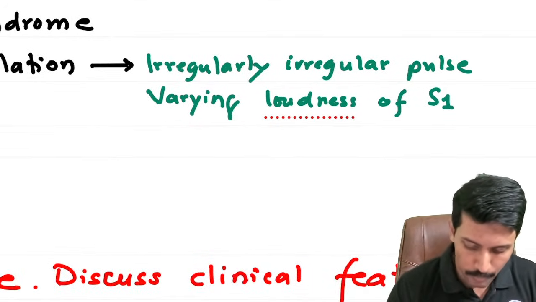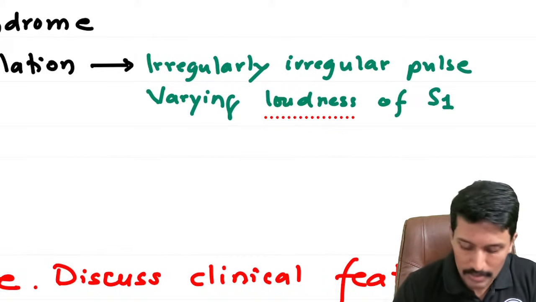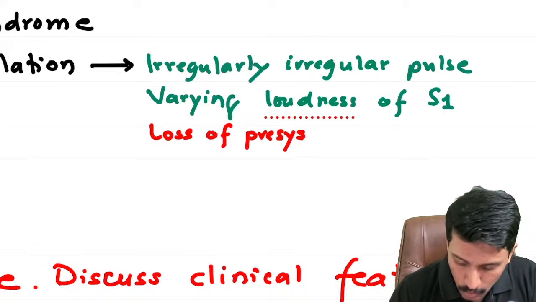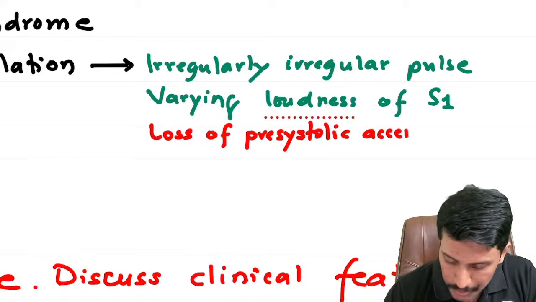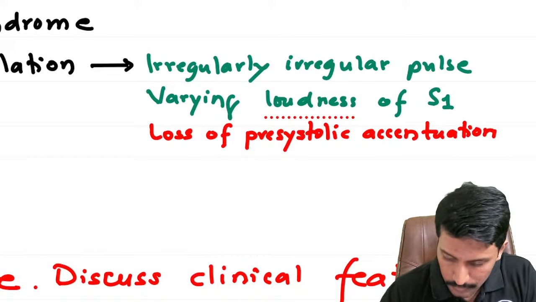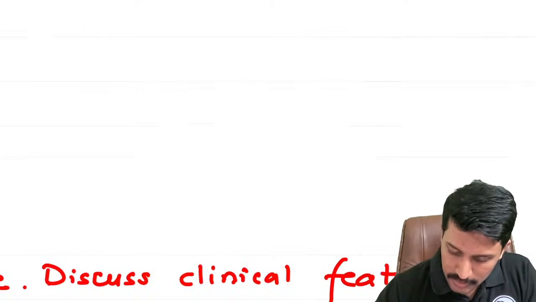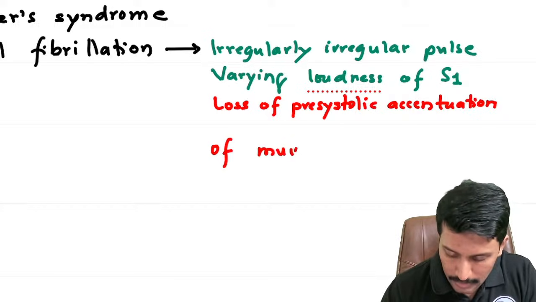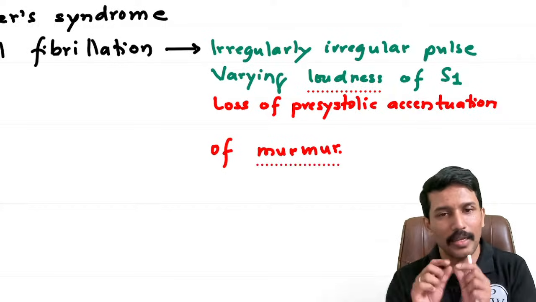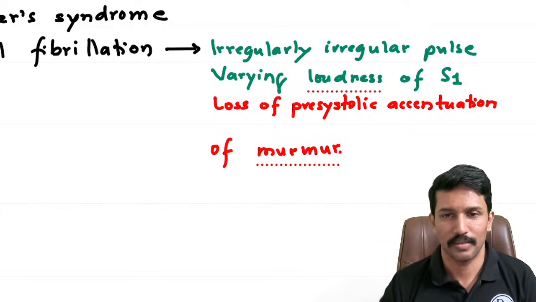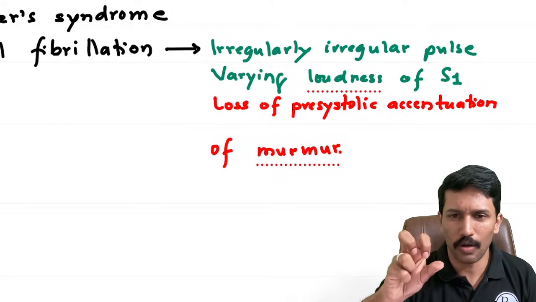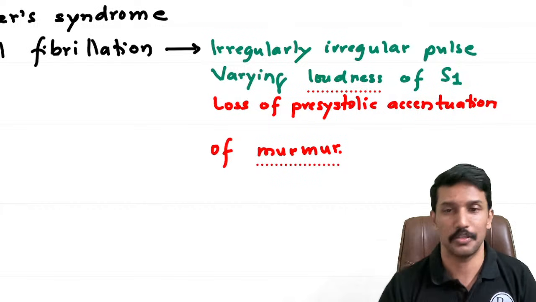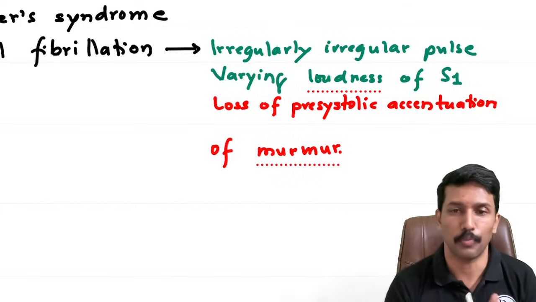Then one more thing, this is very important. Your teachers very often expect you to answer this. That is loss of pre-systolic accentuation of murmur. So now tell me, why did we get this presystolic accentuation of murmur? The murmur increased because of the atrial contraction or active filling. In atrial fibrillation, atria does not contract. It only fibrillates or shakes. So if it is not contracting, it is not squeezing the blood. If it is not squeezing the blood, it is not increasing the turbulence. So you will not get that accentuation, right? So that is also one more important point.